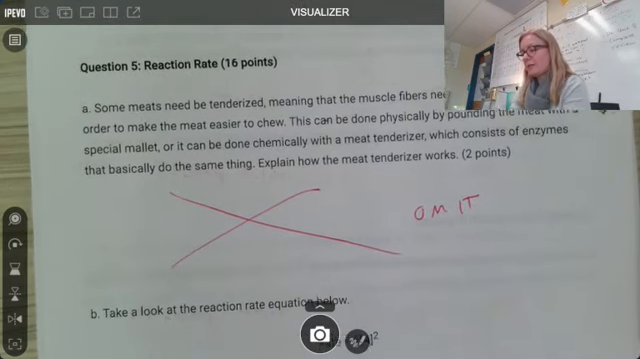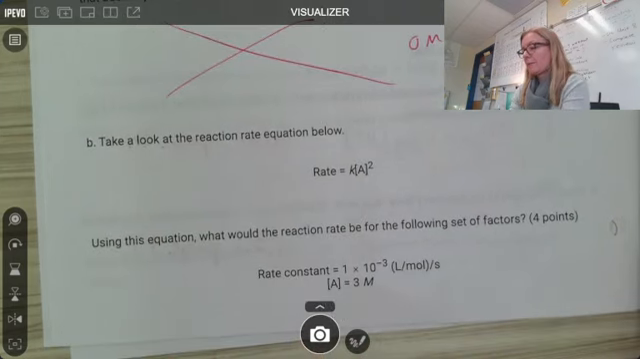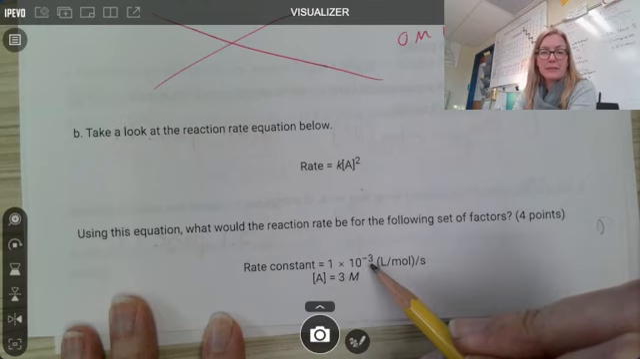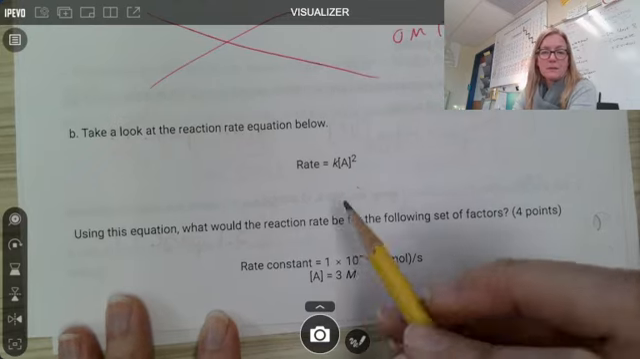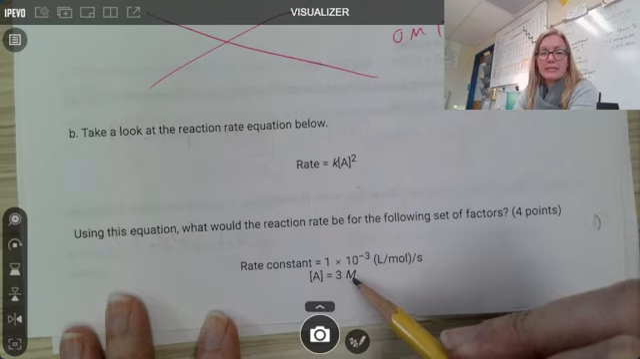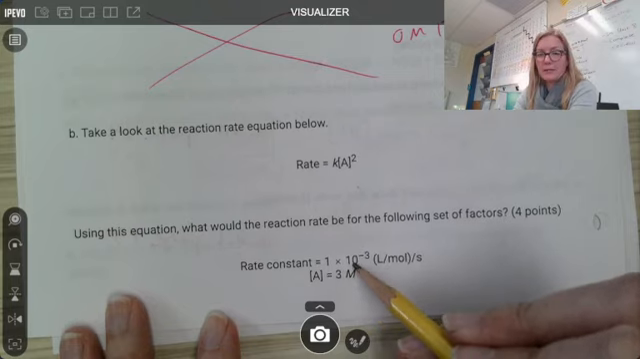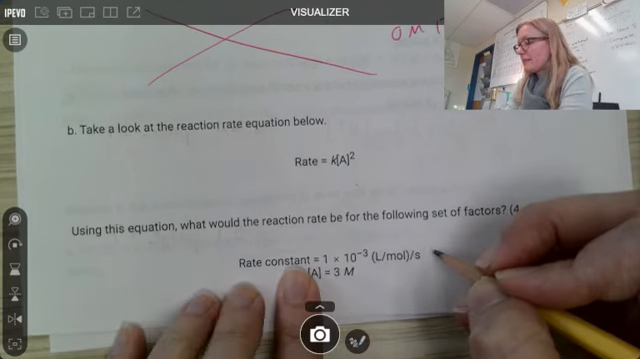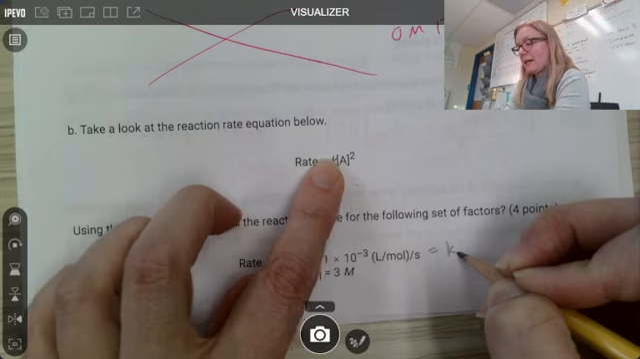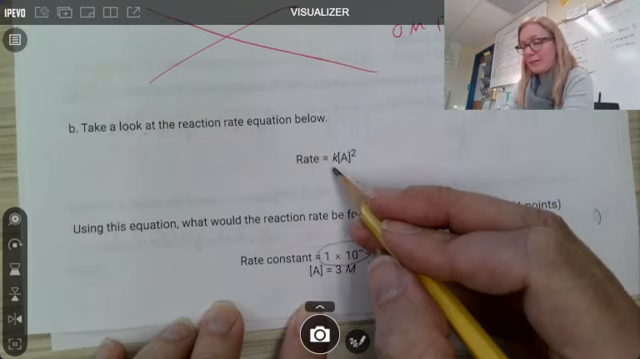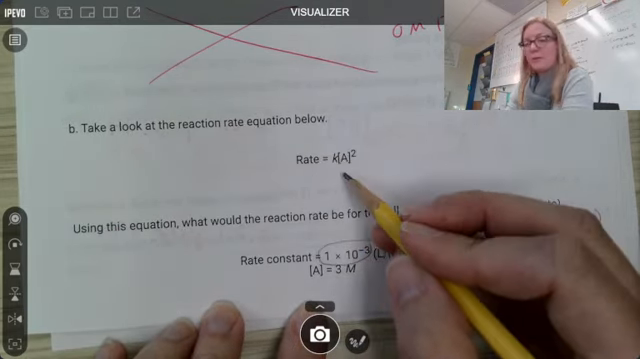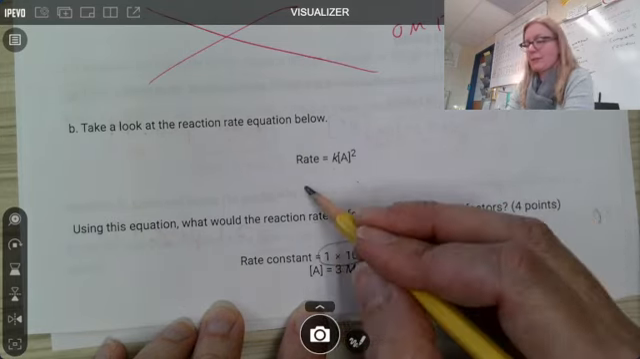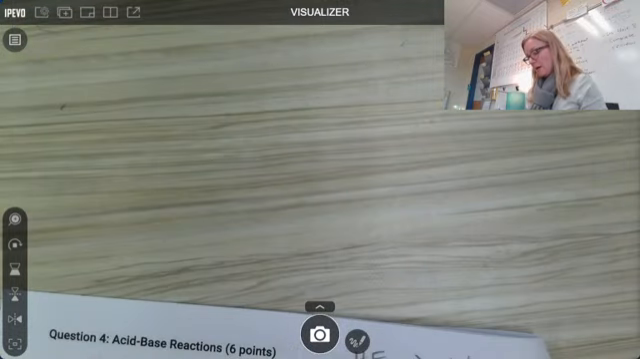Question 5a, you can omit that. I don't think that was really in the book. For part B, you're going to use this formula to figure out the reaction rate. The rate constant is 1 times 10 to the negative 3, and the units are kind of complicated, liters per moles per second. The rate constant is k, the lowercase k, so you plug this number in for lowercase k. And then a is going to be 3. So you're going to do 3 squared, and you'll multiply that by this value for k, and that will tell you the rate.